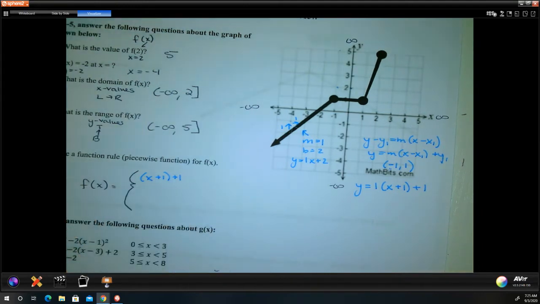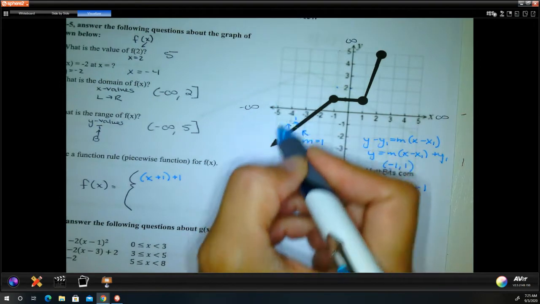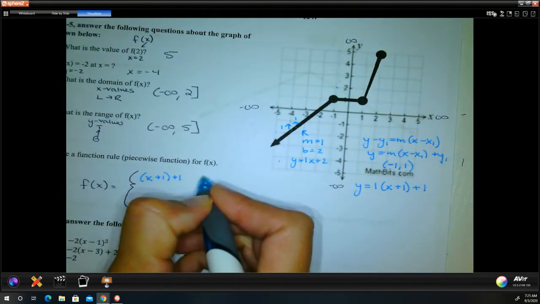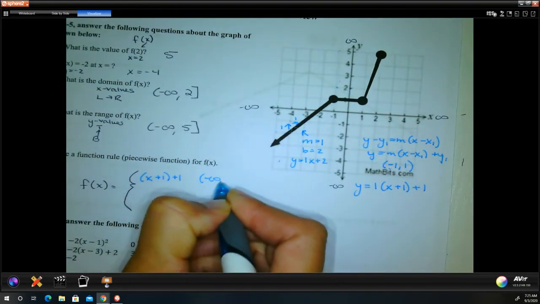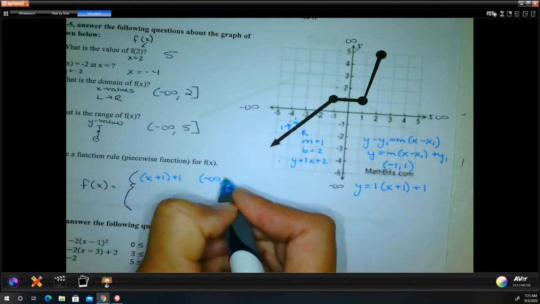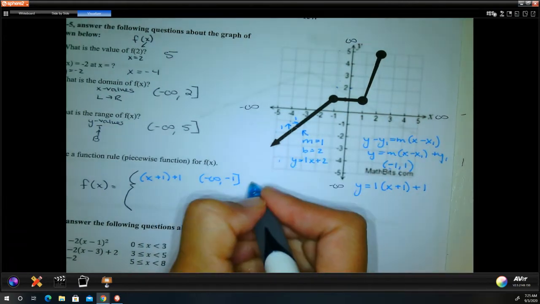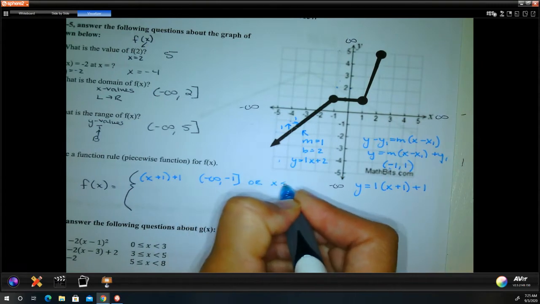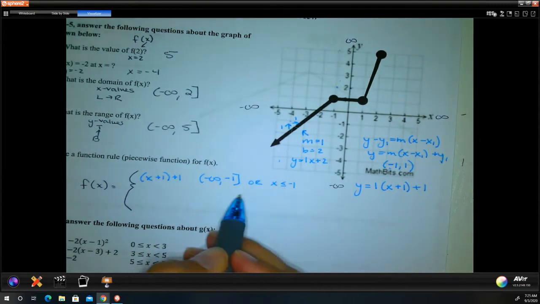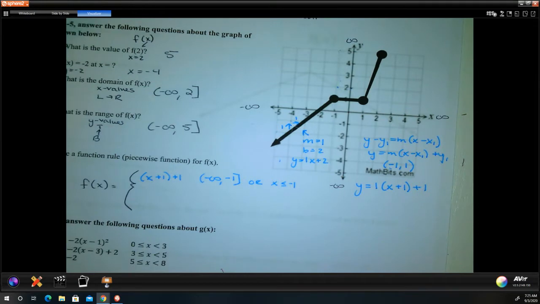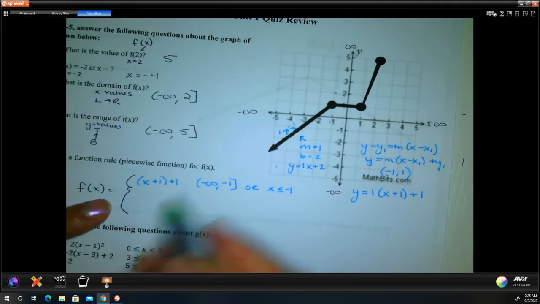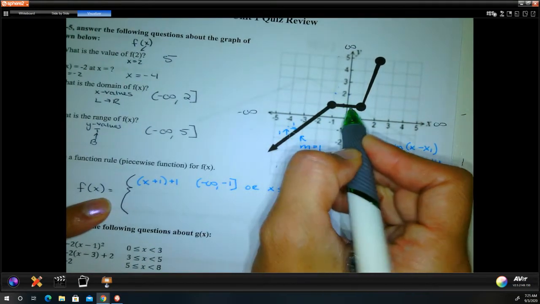And now I need to say the domain of that piece. So this piece goes from negative infinity all the way up to negative 1, and then it stops. You could write that as x is less than or equal to negative 1. Either of those are fine for my domain. All right, let's look at the next piece here. So the next piece here is a horizontal line.